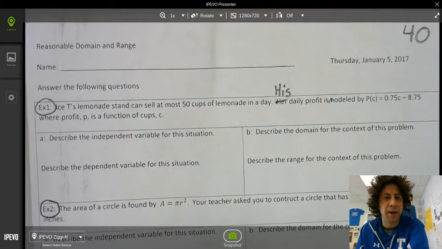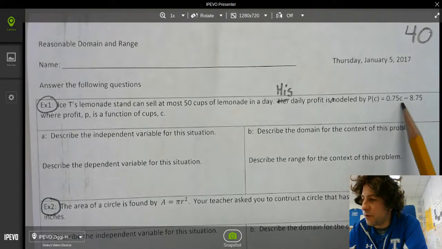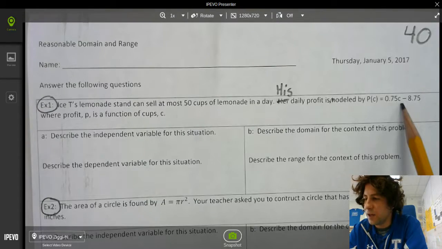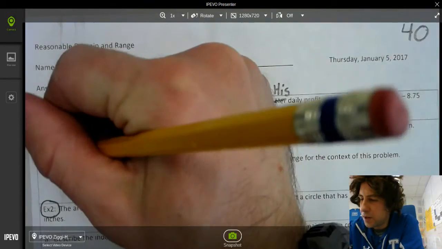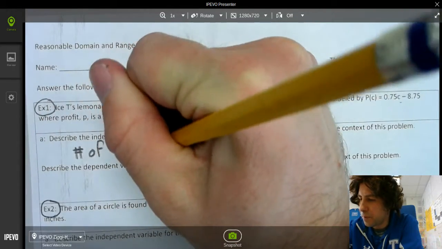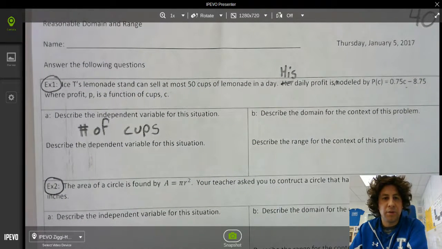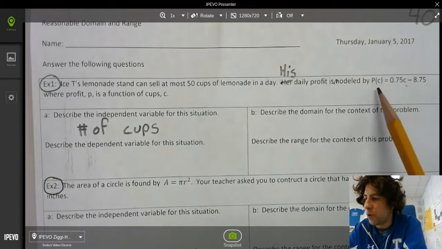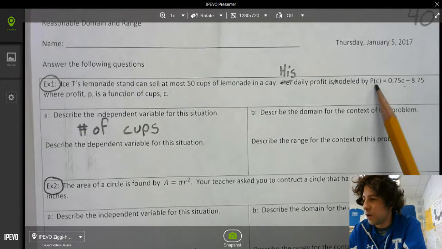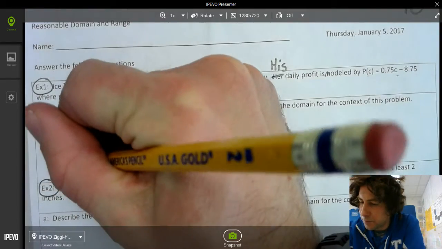All right, so it says describe the independent variable. Now, the easiest way to find the independent variable is it's the variable inside the equation. So in this case, C is inside the equation, so C is the independent variable, which is the number of cups. Describe the dependent variable for this situation. Now, the dependent is almost always on the outside, so in this case, it's the P. The P is profit, so the amount of profit.